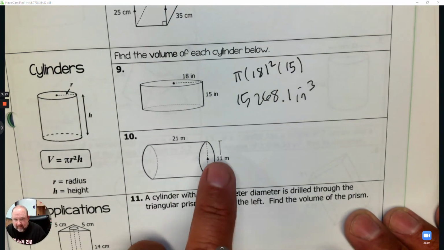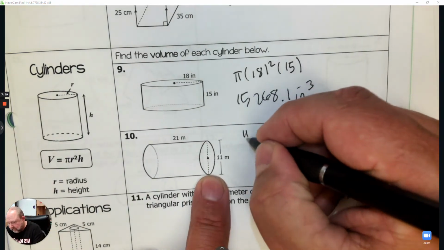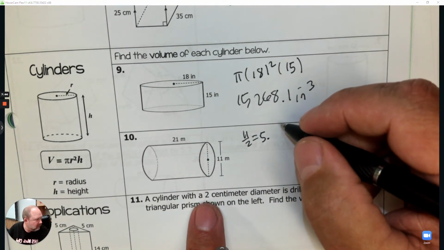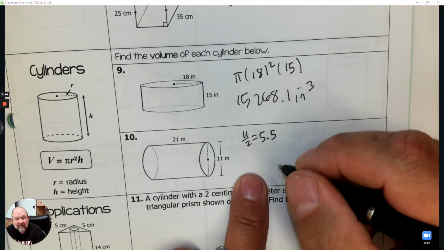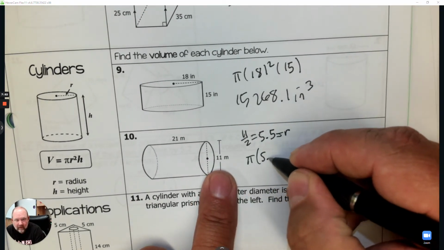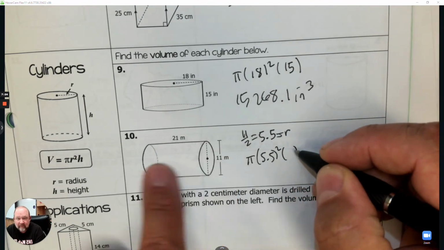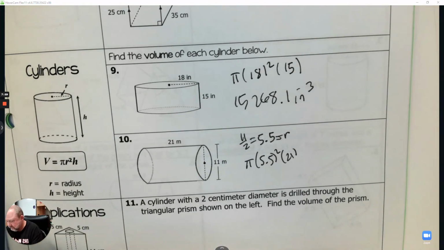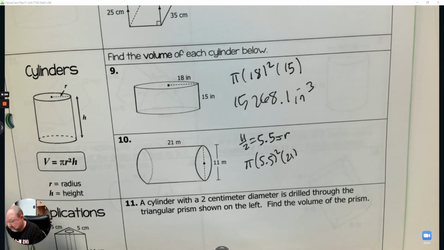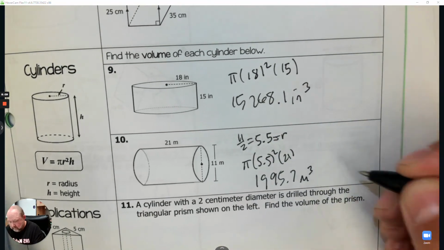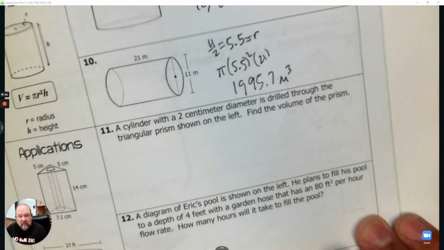Here we have a cylinder again. The diameter goes all the way across. So we're going to divide that by 2. That's 5.5. That's the radius. And now we're going to use the formula. So it's pi r squared times the distance between the circles, which is 21. And then type that in the calculator. And that's meters cubed. All right.